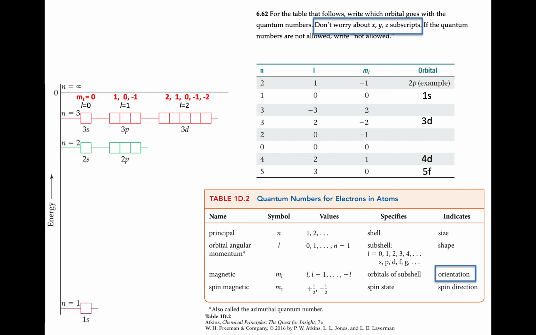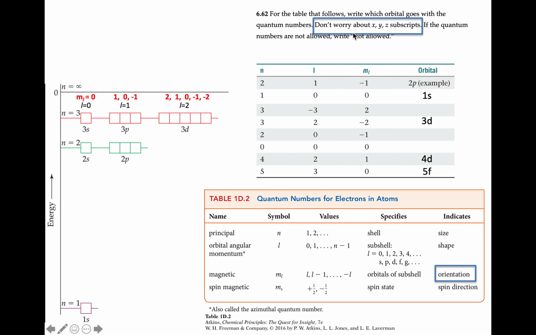So if I'm initially just looking at the n value and l value, I would have a 1s orbital, a 3d orbital, a 4d, and a 5f. Can you explain why these other ones are not allowed? What's incorrect when you're looking at these other combinations that I think are not allowed?